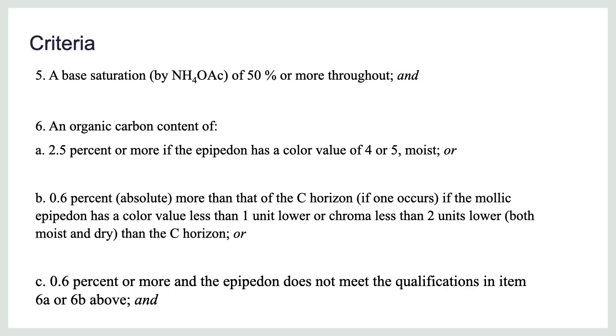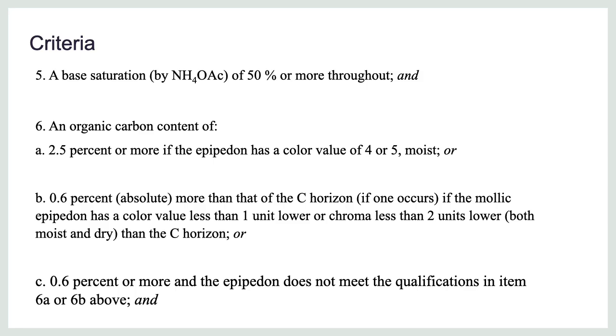than acids, okay? The organic carbon content should be 2.5% or more if the pattern has a color value of 4 or 5 when moist. So when the color is not too dark, I should register a high content of organic carbon. And if I don't register this very white or very light color, I can see these two options.